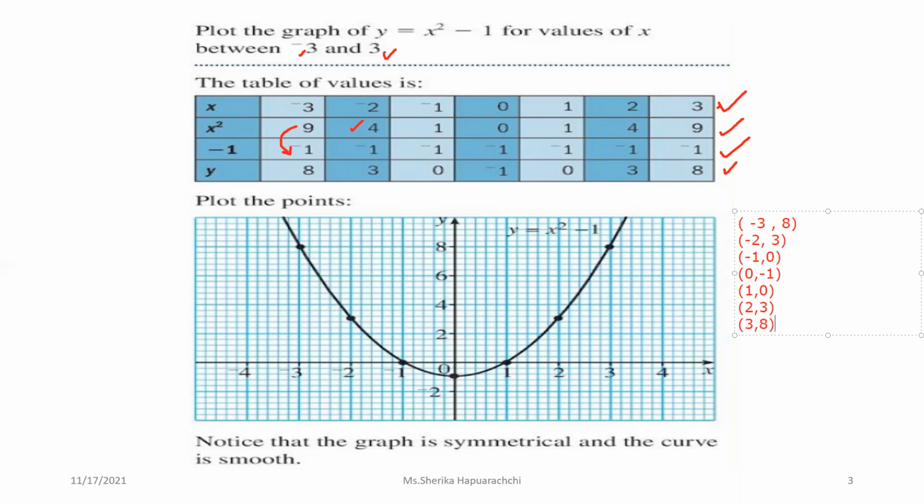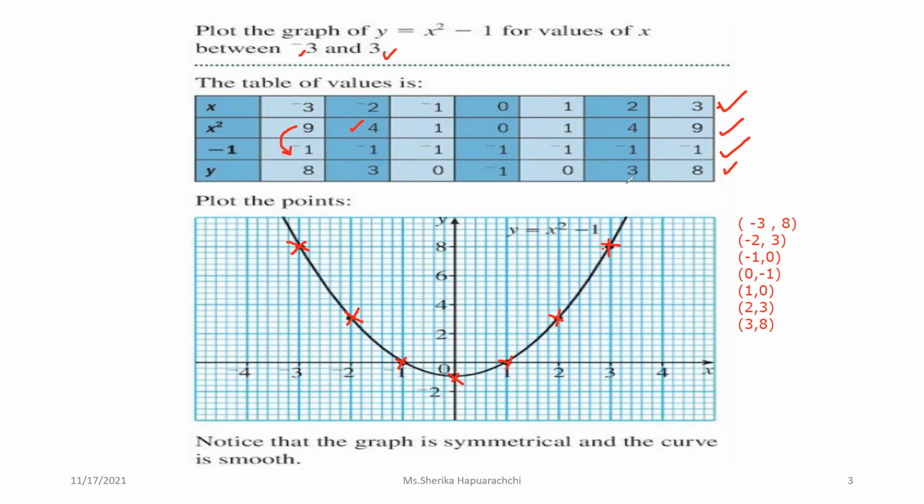So first of all, we have to write our coordinates. After that, we can mark them. Now my first coordinate is -3, 8. Yes, I can see this is my -3, 8. Then -2, 3. Then I have -1, 0. Then 0, -1. Then 1, 0. 2, 3. And 3, 8. After you plot your points, you have to join these points. That is the next step.